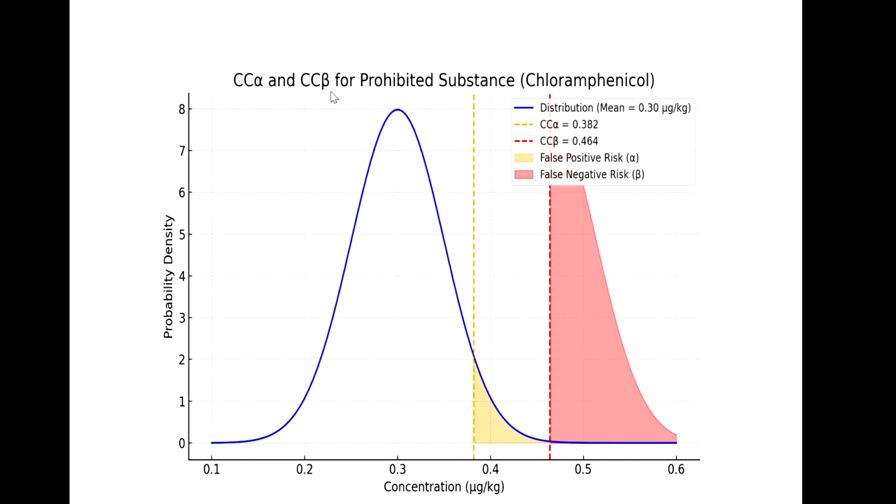And in this graph you can also find CCalpha, CCbeta and the minimum required performance limit. Here is the relation between probability density and concentration, the probability distribution and concentration, here 0.3 microgram per kilogram for chloramphenicol. When you add CCalpha, as I said 0.382, here at CCalpha, the compound is present. You are confident that the compound is present, but the sample can be compliant or not. But here at 0.464, CCbeta, you are 95% confident that the compound is there and the sample is non-compliant, higher than this limit.